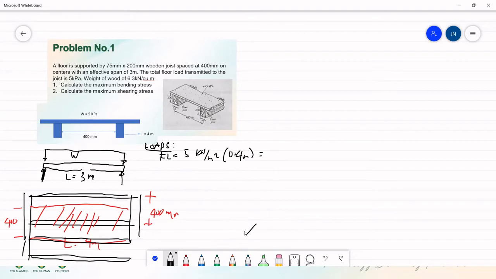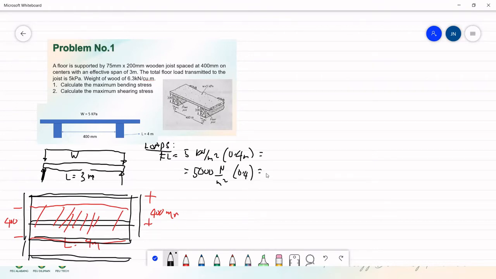Okay, so 5 kilonewton per meter squared, or 5,000, pwede rin 5,000 newton per square meter, times 0.4. Pwede natin gawin na lang ito 5,000 newton para maging newton meter tayo. Gusto ko kasi hindi masyado mataas. 5,000 kasi 1 kilonewton is 1,000 newton. Okay? Times 0.4 will give us, kung may calculator kayo, you can solve it.